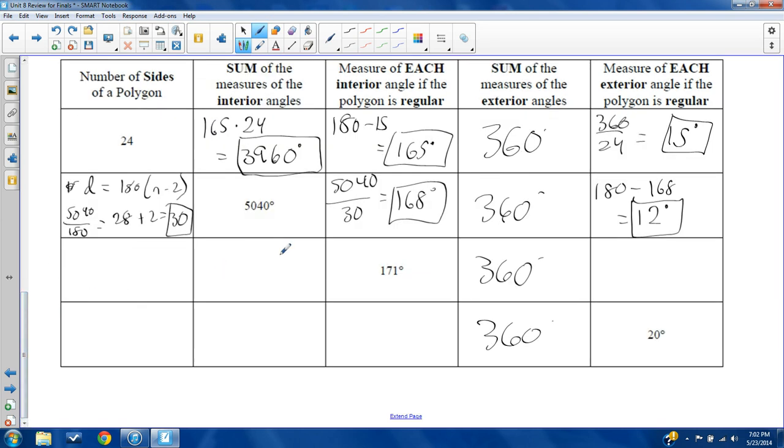Okay, last two, and we are wrapping it up. Each interior angle is 171. So the exterior angle is 180 minus 171. That's 9. The exterior angle is 9 degrees. This must have a lot of sides. How many? Well, if you take 360 divided by 9, you'll get that exact answer. 360 over 9 equals 40. This is a 40-sided polygon.